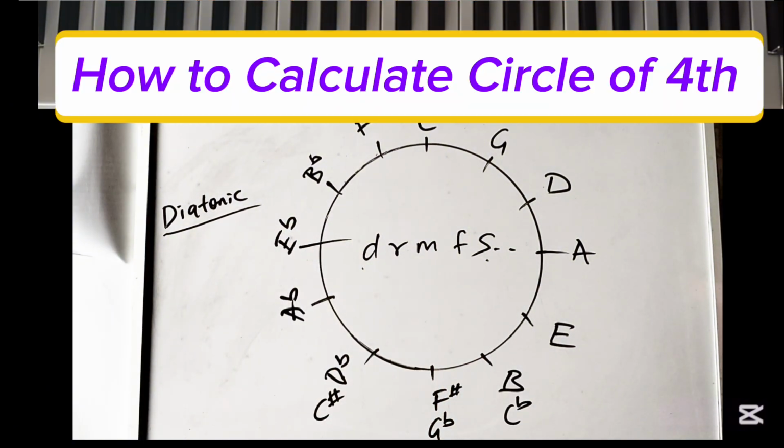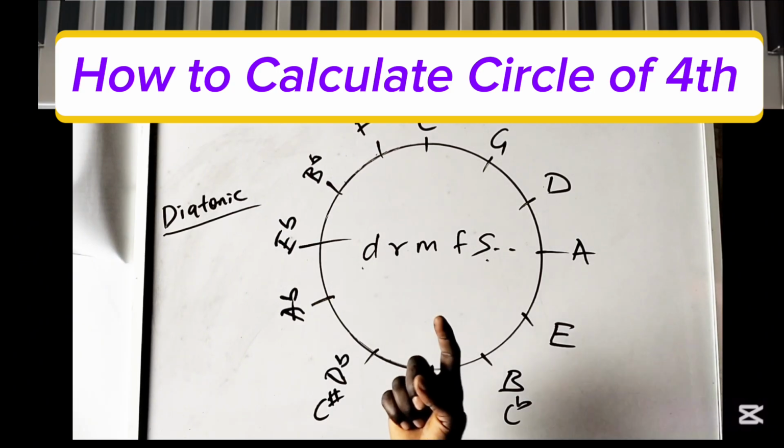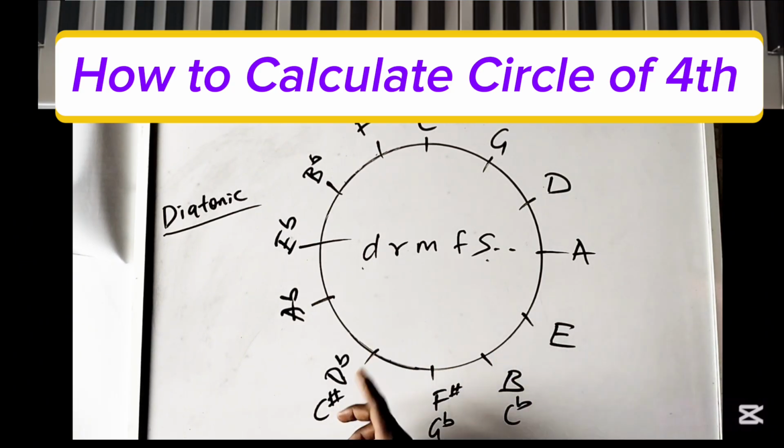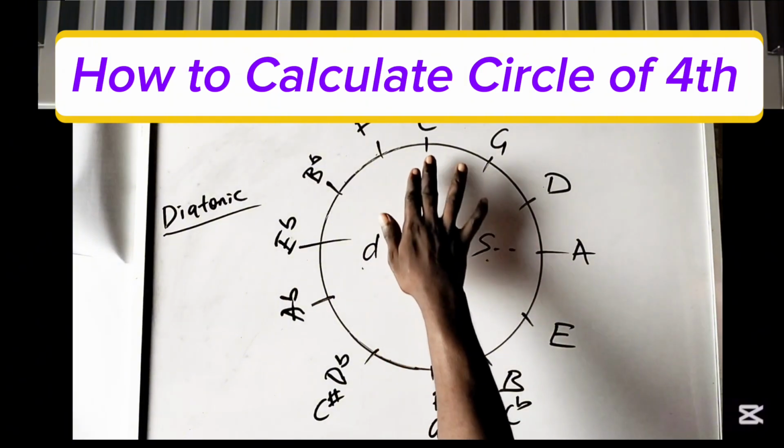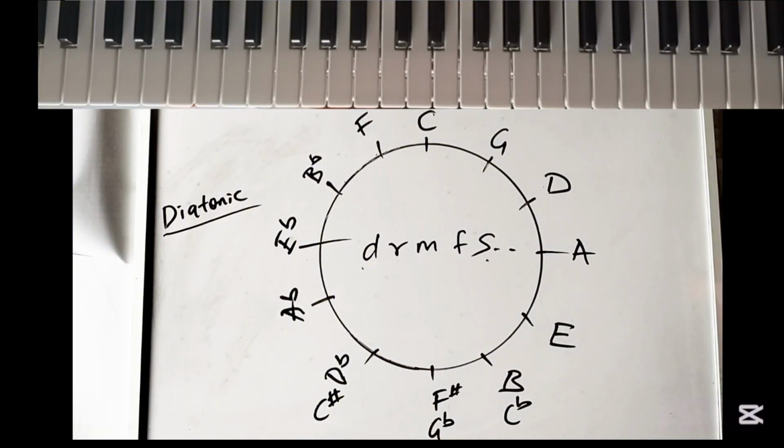Let's do the descending. And in the descending, those who said it is the circle of fourth, not fifth, are still right. Okay, let's use C as example. Then we'll move down now from C. This is C, or this is C also. If you move down diatonically, you know that you get the circle of what? Fourth.